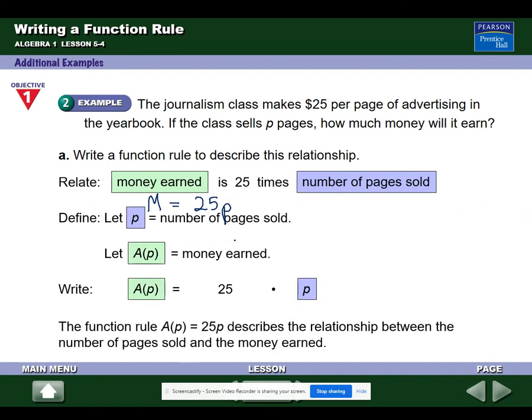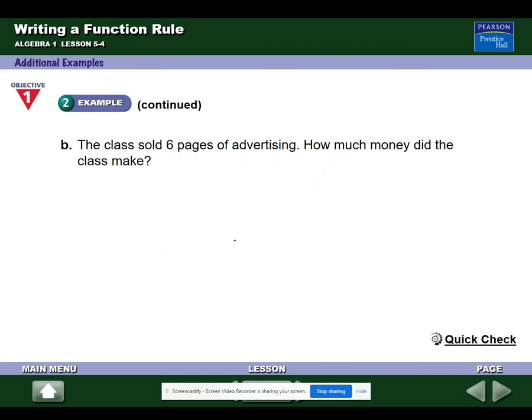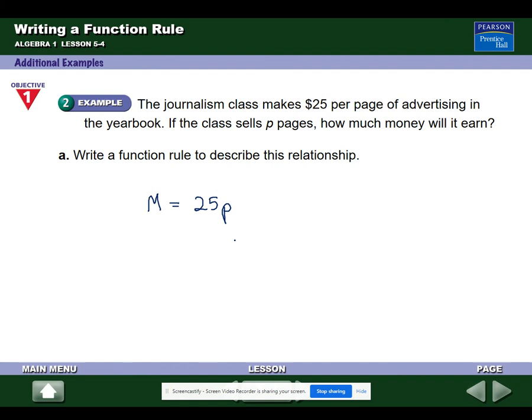Now they used A of p. So A would be, I guess, for amount. And it's the same thing, right? Don't be confused. If I had done m of p, that's exactly the same thing.